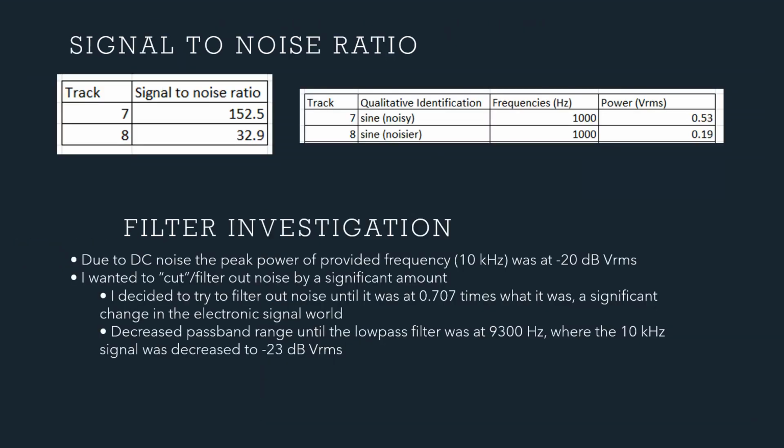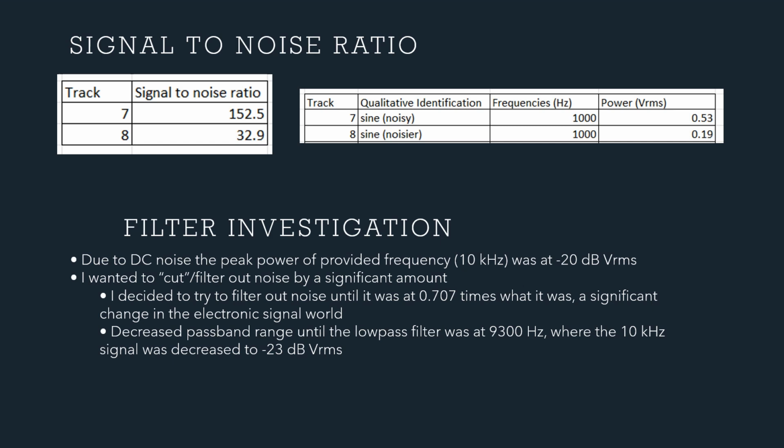Then I talked about and discovered stuff about the signal-to-noise ratio. When we look at track 7, we see about 150, and for track 8, about a 33 signal-to-noise ratio. This would indicate that there is more noise per signal in track 8. This aligns with track 8 being noisier in the initial readings.